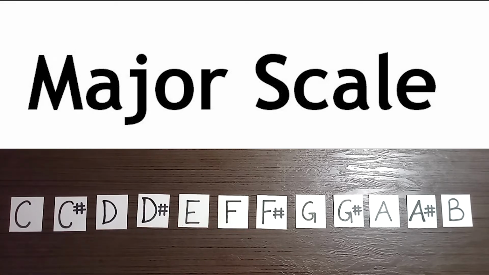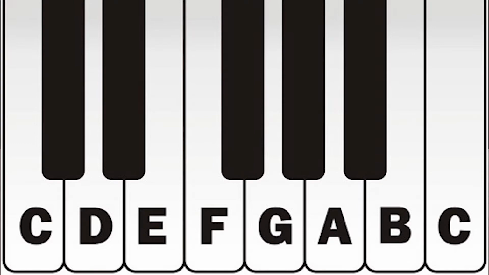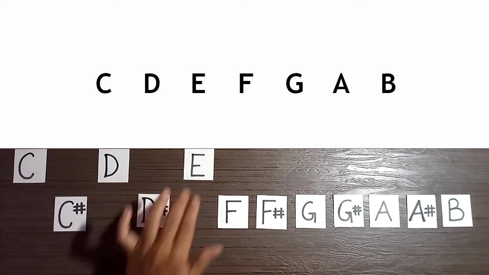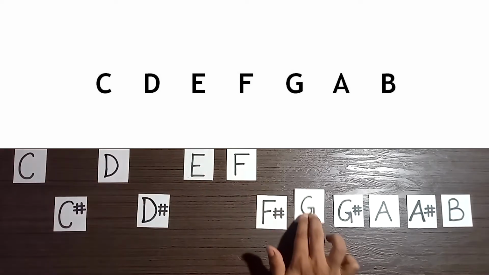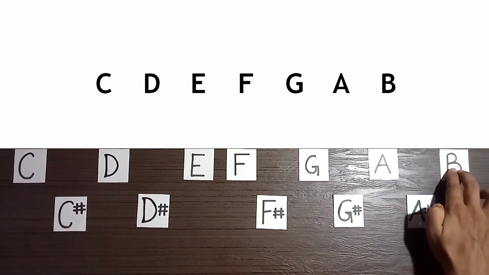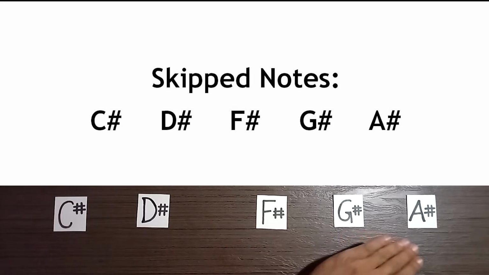First, let me ask you a question. Which are the notes of C major scale? Yes, they are C, D, E, F, G, A and B. If you observe carefully, we have skipped few notes. Do you know why? Because these notes are not required in C major scale.